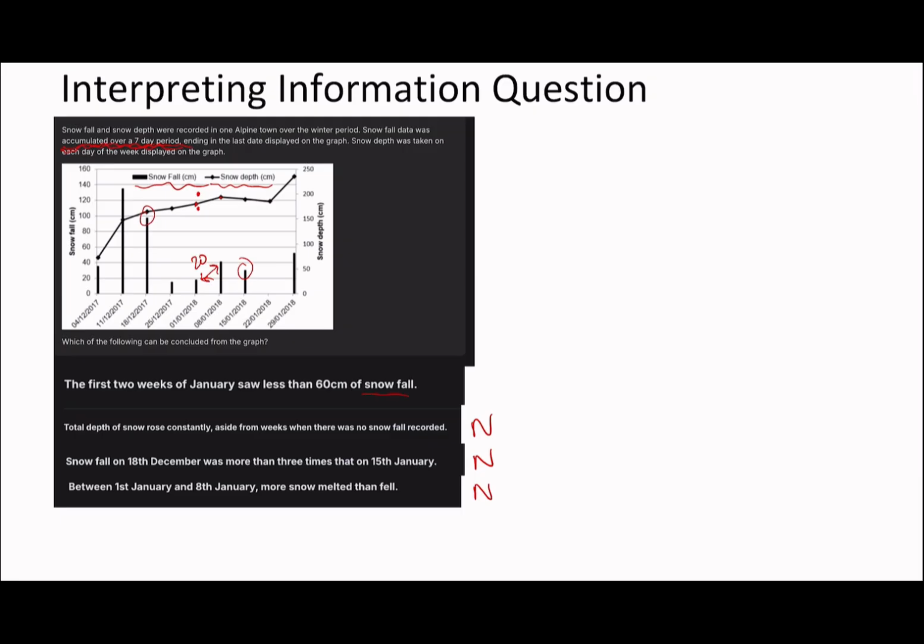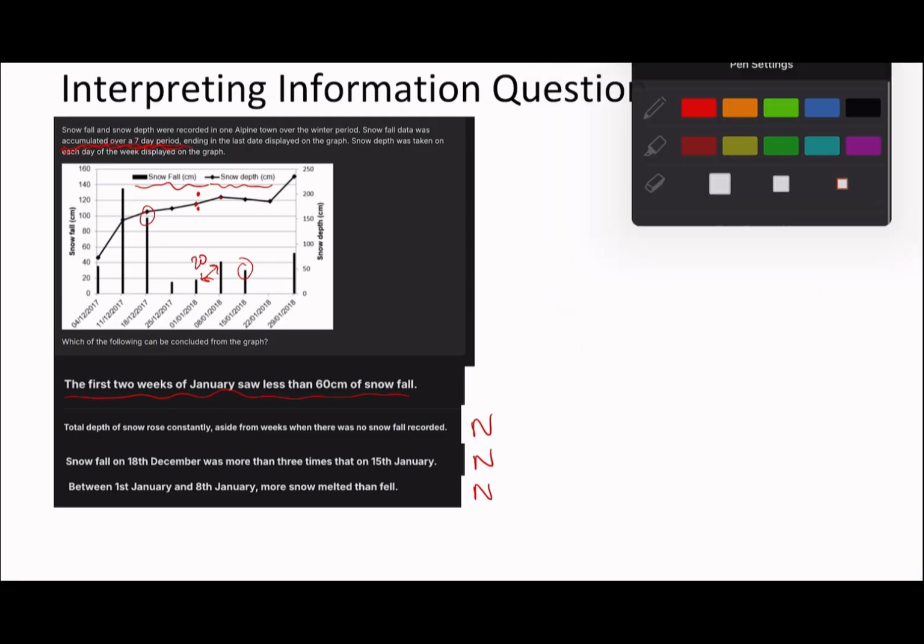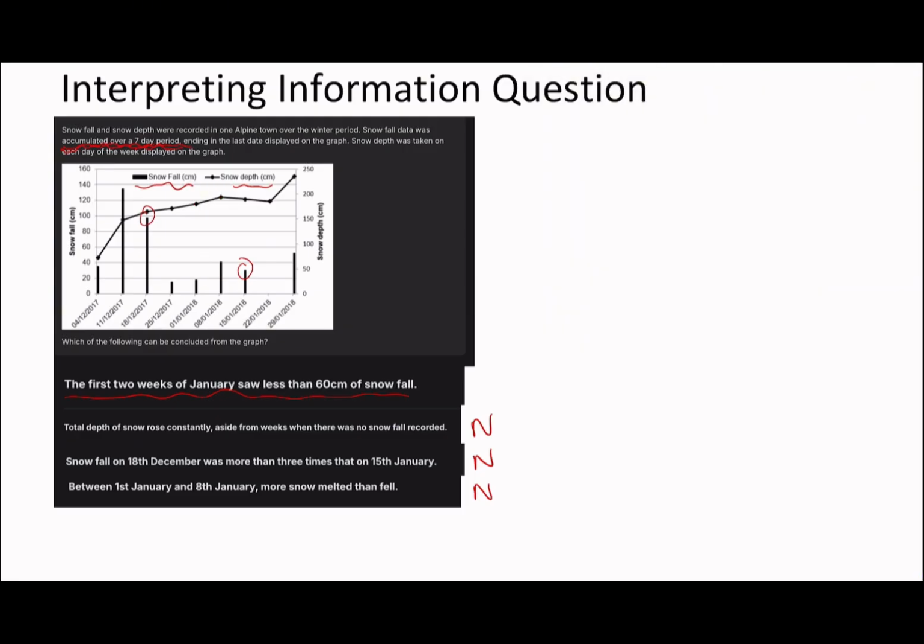So the first 2 weeks of January saw less than 60 centimeters of snowfall. Now that I've understood the idea, this one becomes quite easy, because the first 2 weeks of January is from the 1st to the 8th, which is represented by this, and then from the 8th to the 15th, which is represented by this, right? We're not including this one because that represents the dates from the 26th of December to the 1st of January. And you can quite clearly see that adds up to greater than 60. So it's not going to be less than 60, it's going to be greater.